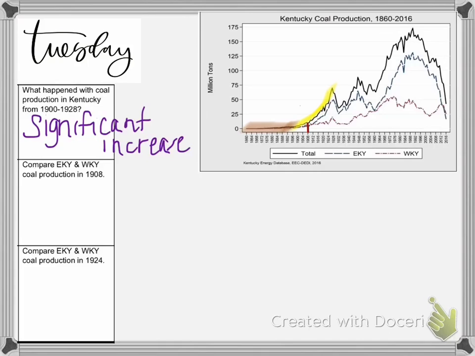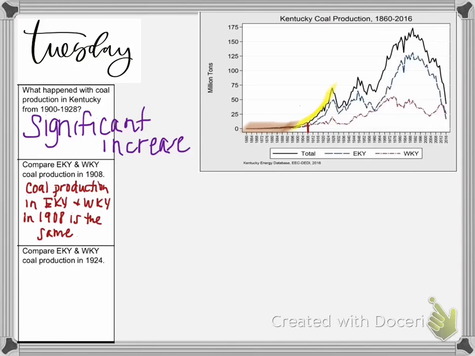So I'm going to go ahead and write coal production in Eastern Kentucky and Western Kentucky in 1908 is the same. So then, look at the next question.